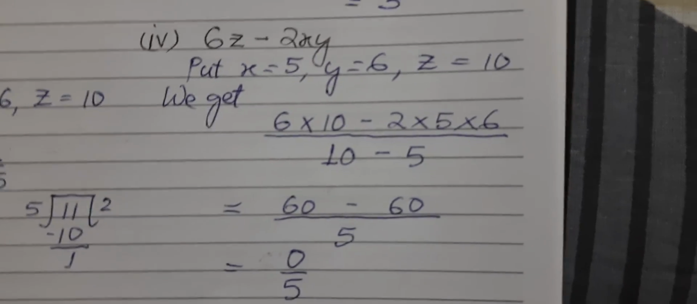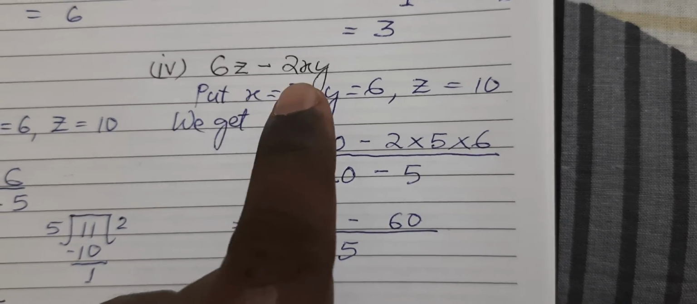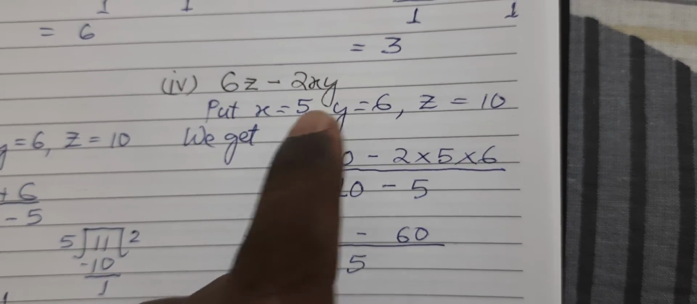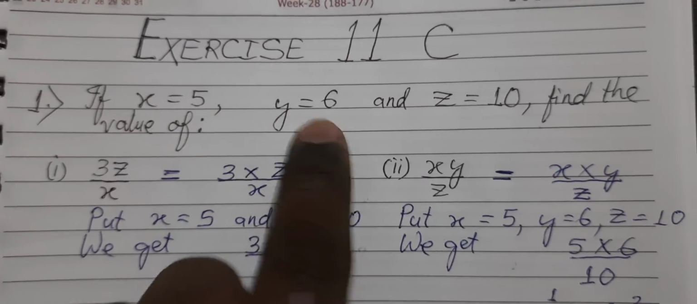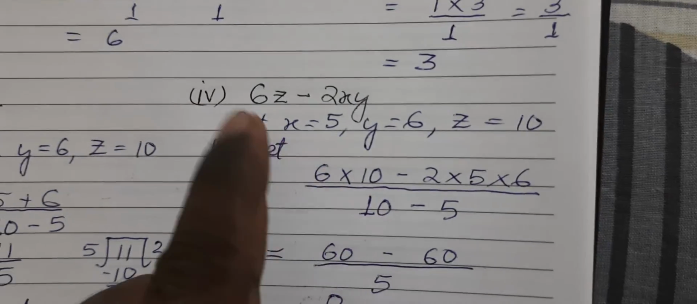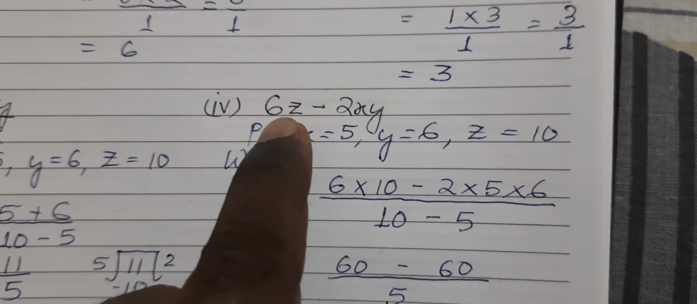Okay, here's the fourth part. 6z minus 2xy. So same values x, y and z. Just put the values that are mentioned in the question. x is 5, y is 6, z is 10. So that same value you put over here in this particular algebraic expression.